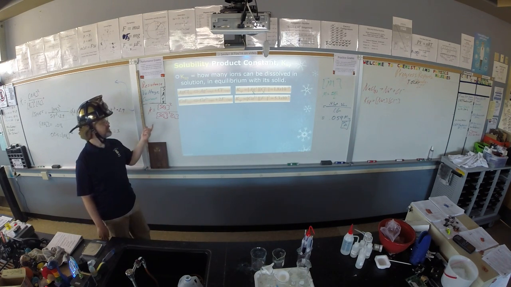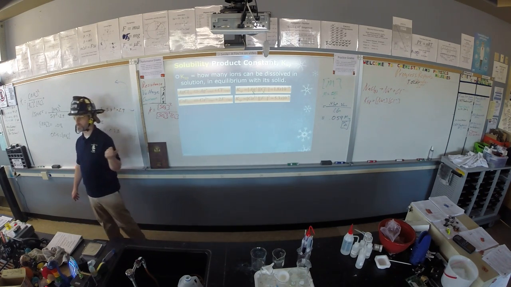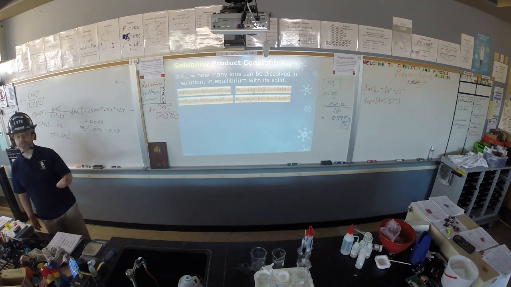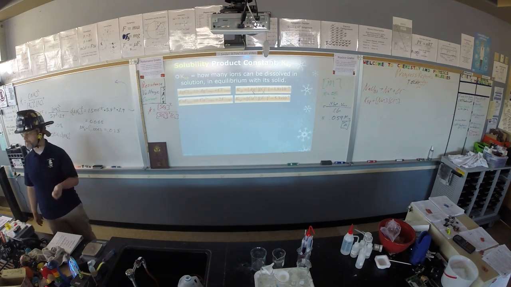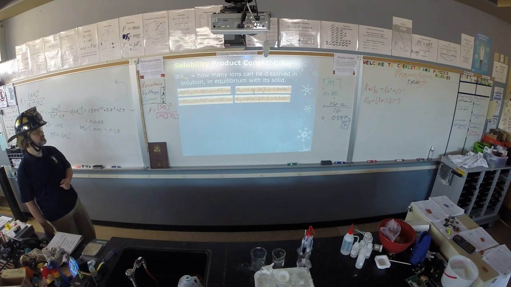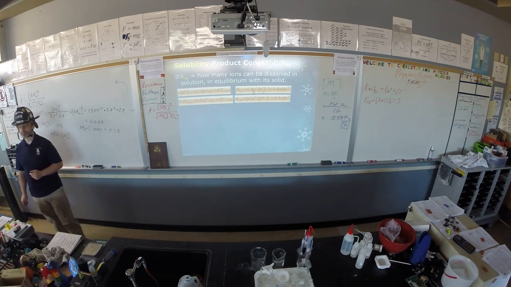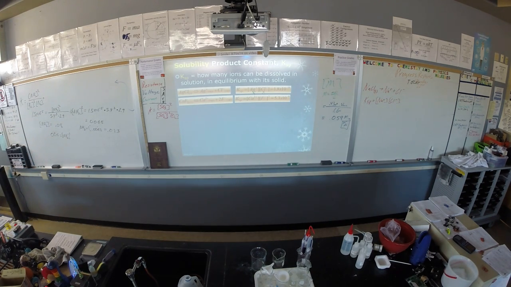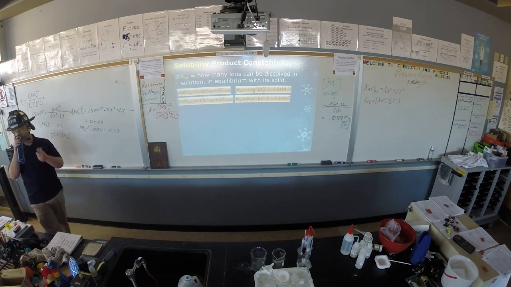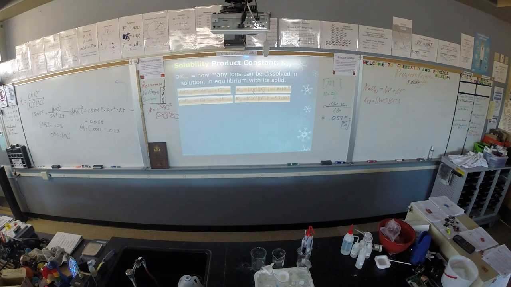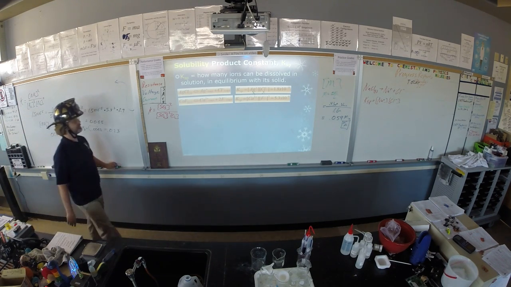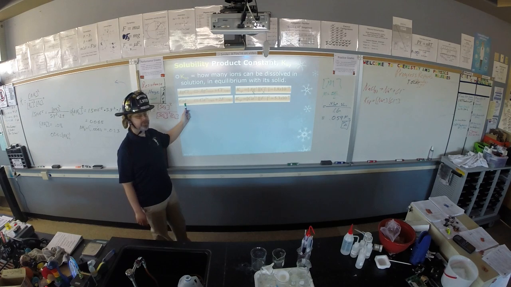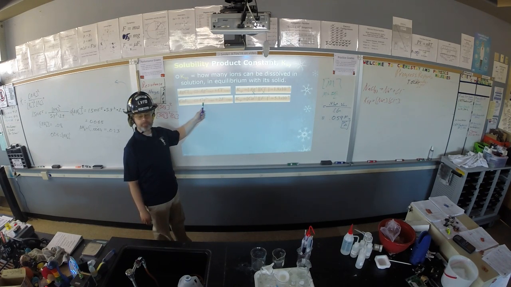All right, so take a look. This is the solubility product constant for calcium fluoride. Can you see the differences between calcium fluoride and silver chloride? What do you immediately notice about the two? You immediately notice that for every calcium fluoride, you get one calcium, but how many fluorines do you get? Two.